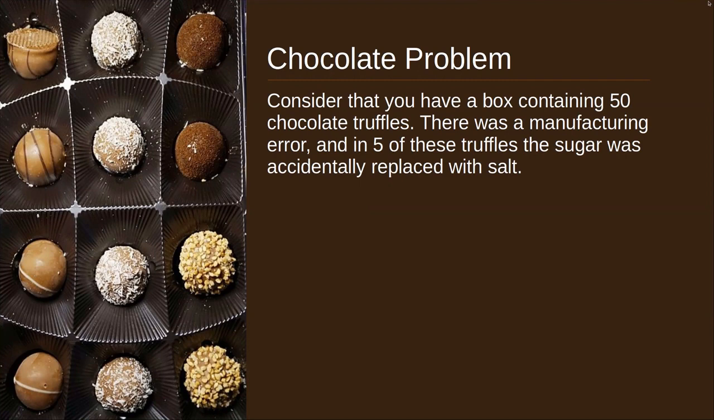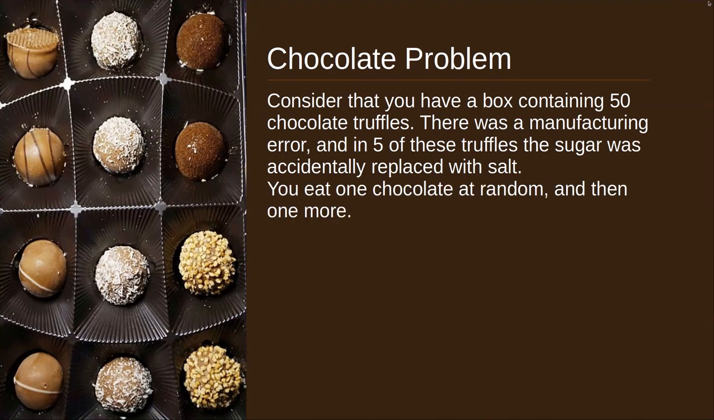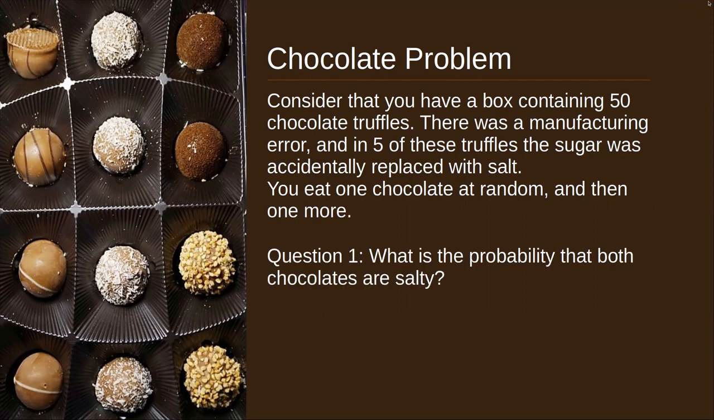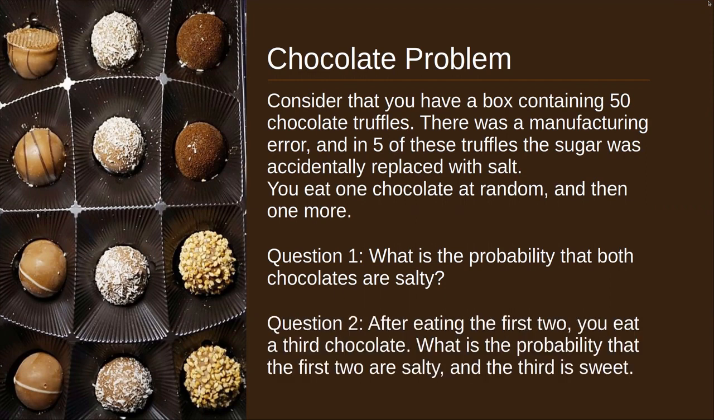However, we are unaware of this error, so we eat one chocolate at random, and after finishing that one, we eat one more. And given this setup, we ask ourselves two questions. Firstly, what is the probability that both chocolates are salty? And secondly, after eating the first two, we eat a third chocolate. And what is the probability that the first two were salty and the third one is sweet? Now, if you feel up to the task, then pause the video here and try to solve this problem on your own. Otherwise, I'm going to now give a proper introduction to the conditional probability.